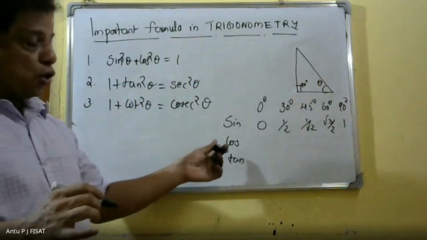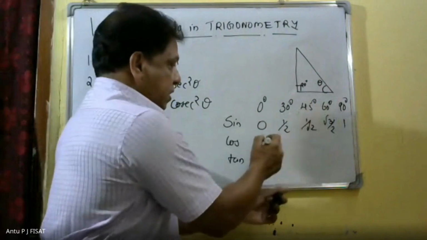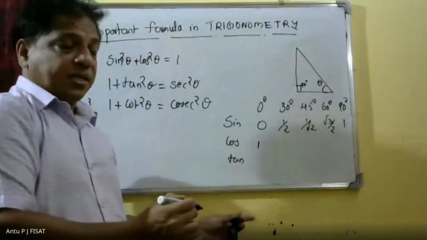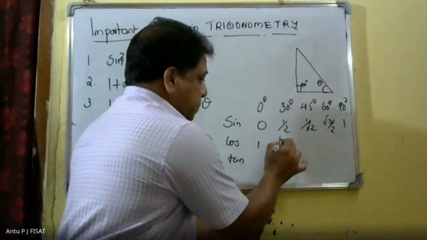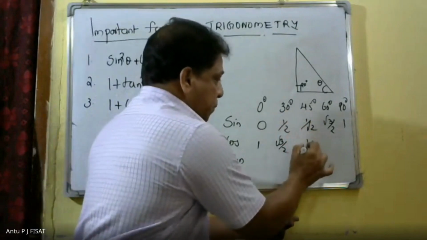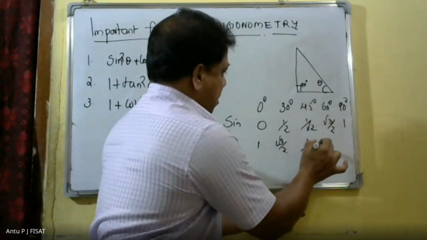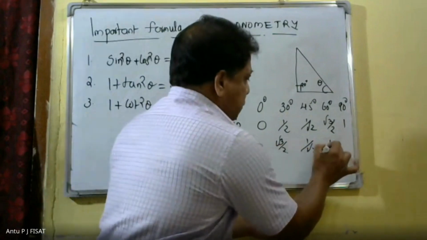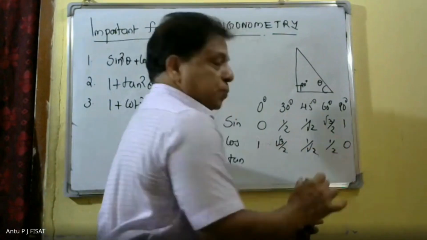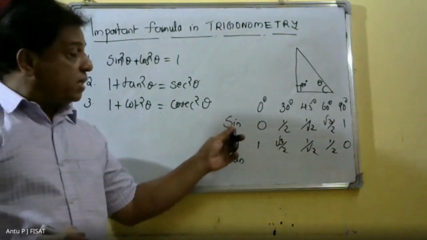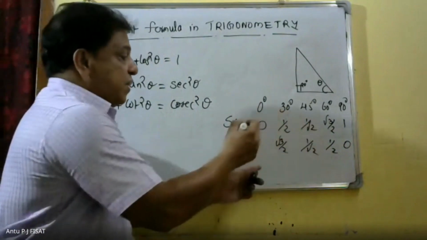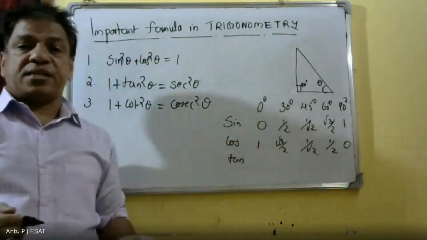Then in the case of cos, we just reverse the order. First we write 1 here, then we write root 3 by 2, then we write 1 by root 2, then we write 1 by 2, then 0. By knowing the values of sine, we just reverse, and we get the values of cosine.